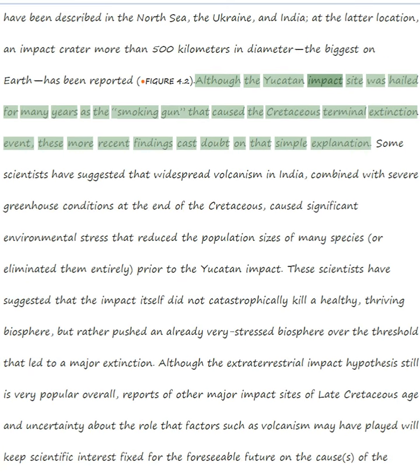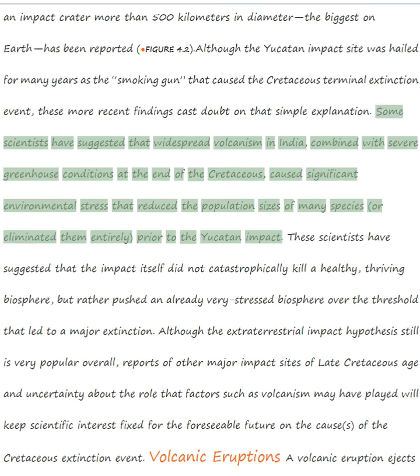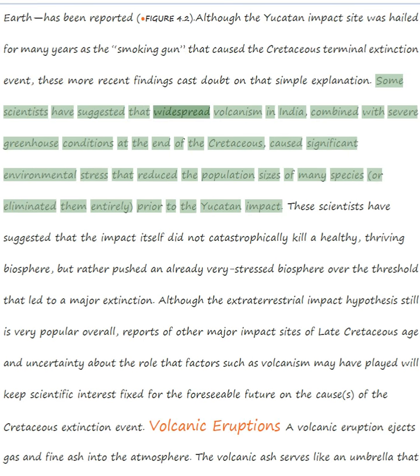Although the Yucatan impact site was hailed for many years as the smoking gun that caused the Cretaceous terminal extinction event, these more recent findings cast doubt on that simple explanation. Some scientists have suggested that widespread volcanism in India, combined with severe greenhouse conditions at the end of the Cretaceous, caused significant environmental stress that reduced the population sizes of many species prior to the Yucatan impact.